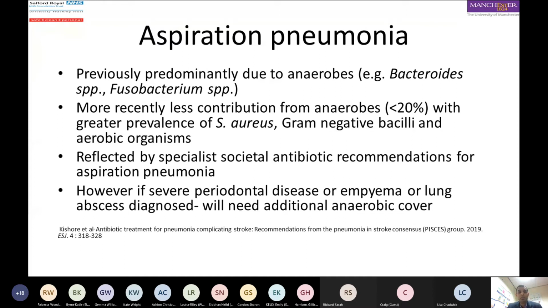So I briefly talked about aspiration pneumonia, and we previously thought that this was predominantly due to anaerobes, such as the Bacteroides or Fusobacterium. More recent studies, as I said, show less contribution from anaerobes, with greater prevalence of Staph aureus, gram-negative bacilli, and aerobic organisms. And again, this is reflected by the societal guideline recommendations on aspiration pneumonia. However, you have to bear in mind that if they have specific conditions like abscesses, periodontal disease, or empyema, then an additional anaerobic cover will need to be considered.